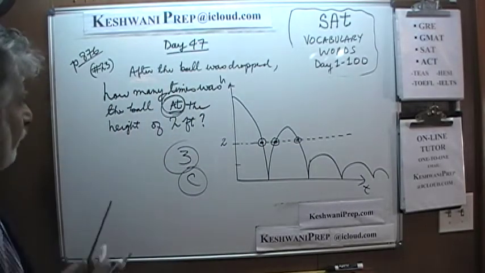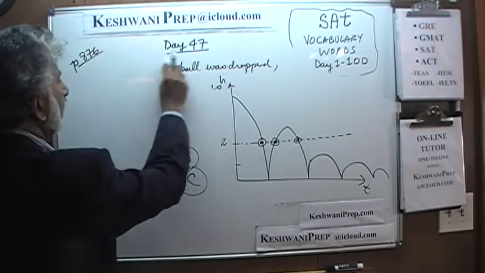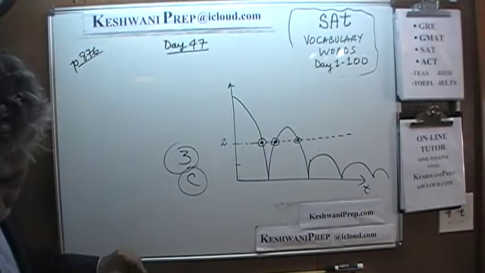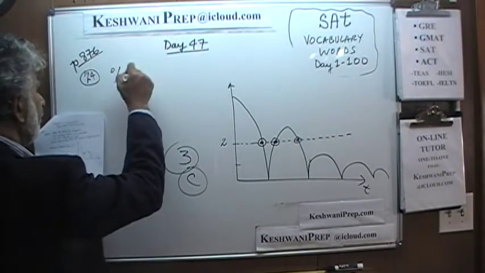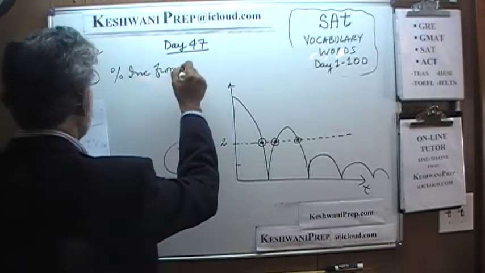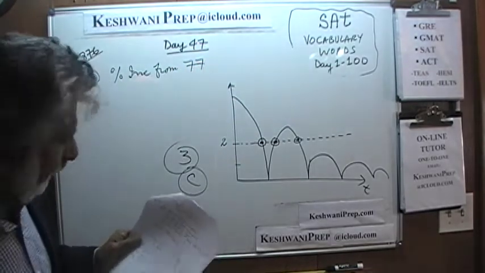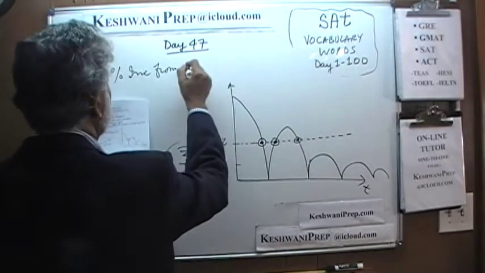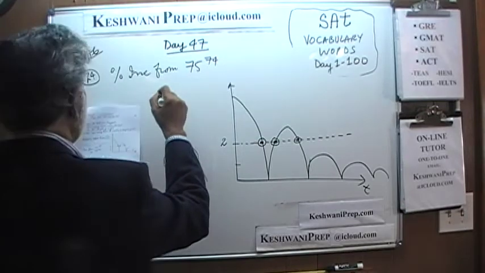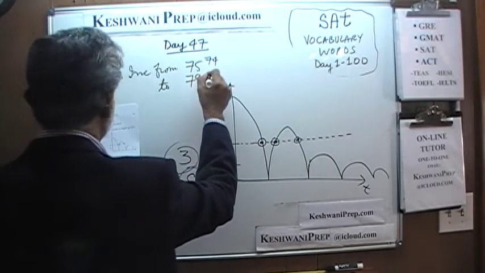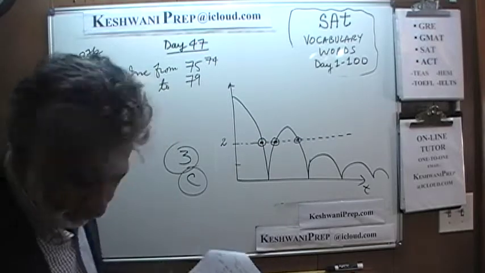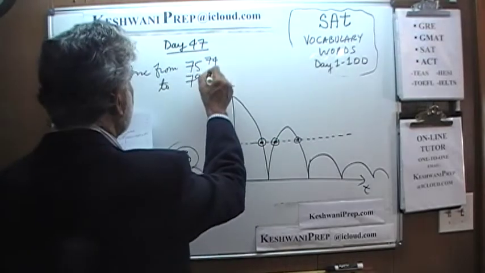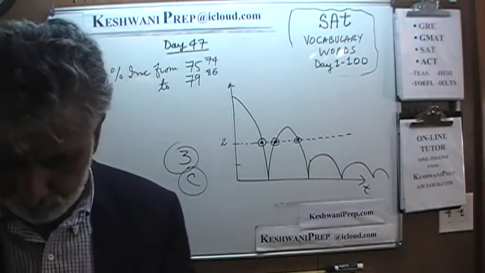Let's do the next one, shall we? Number 24. Number 24 is a quite straightforward, very, very simple question. It is simply asking us the percentage increase from 79, 86. I don't know why I have written 86, 87 in my notes. 79, 86. Well, let's see what we can do, shall we?